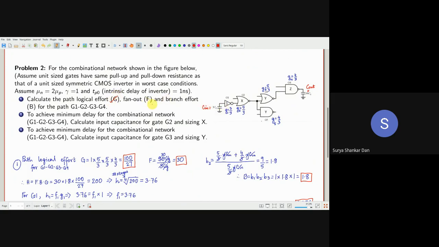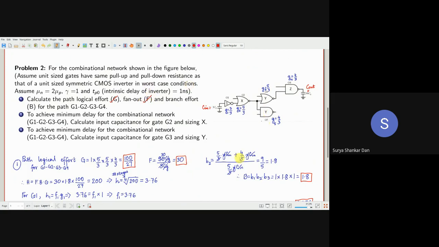Then the fan out. Fan out, that means the path fan out, not the individual stage. So the fan out will be simply C out by C in. Okay. So that is 90 CG divided by 3 CG. That is 30. Very simple.